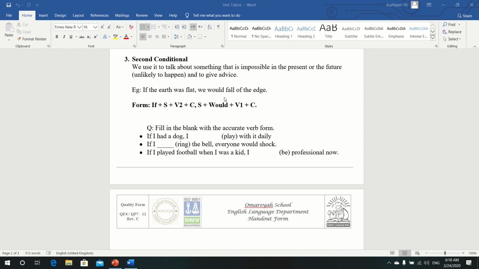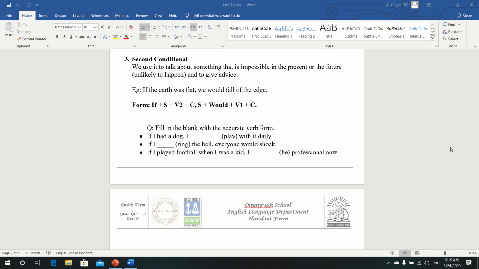For example, in the first conditional, we said if you study hard, you will pass the exam. Okay, but here we say if you studied, because we have verb 2, studied hard, you would pass the exam. Okay, so maybe he is too late for studying, like it's the night before the exam and he only got about 3 hours. So if he studied hard in the past, he would pass the exam. Okay, so it is something that is unlikely to happen, and sometimes it is impossible to happen.